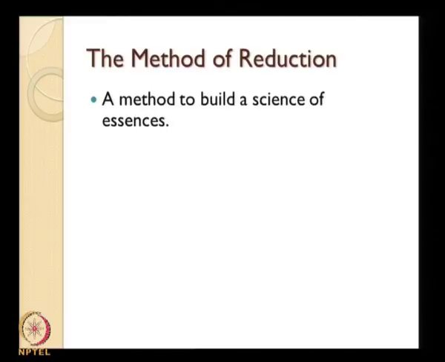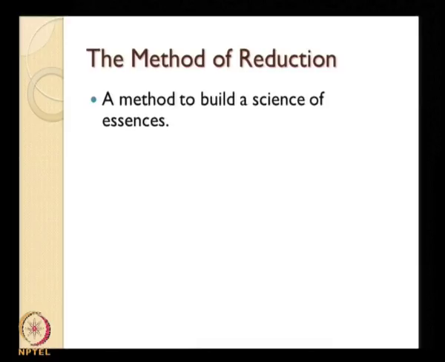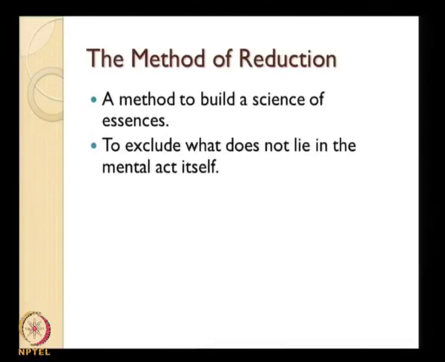So, the method of reduction is as we have already mentioned in the previous lecture, but I will try to elaborate a little bit on this topic in this lecture. It is a method to build a science of essences, because phenomenology is primarily treated as a science which deals with two things: number one, consciousness; number two, essences, and essences have to be found in consciousness. So, in that sense it is a method of science, a science of essences, and it tries to exclude what does not lie in the mental act itself.